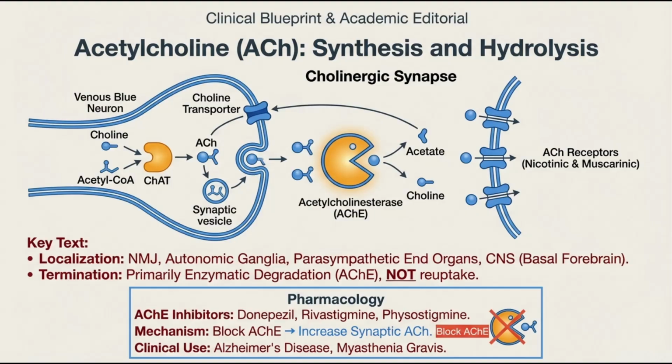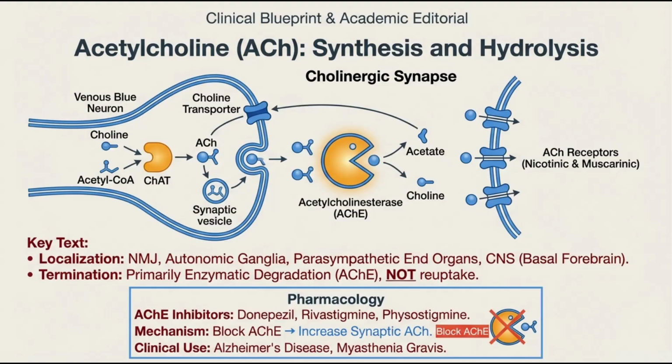You can't replace the dead neurons, but you can try to maximize the signal from the ones that are still surviving. By killing the cleanup crew. By stopping the breakdown. Precisely. By inhibiting the AChE enzyme, you let what little acetylcholine is released dwell in the synapse for longer. You increase its residence time, increasing the probability that it will find a receptor and have an effect.